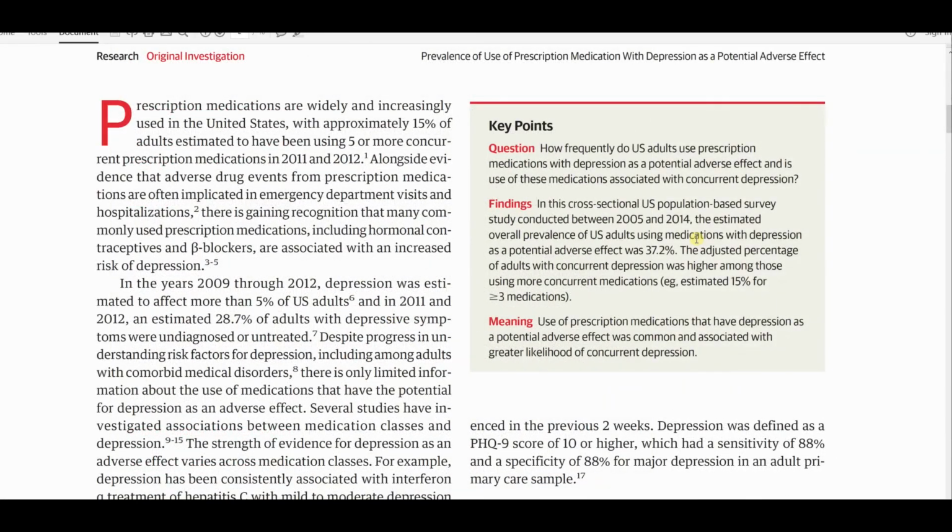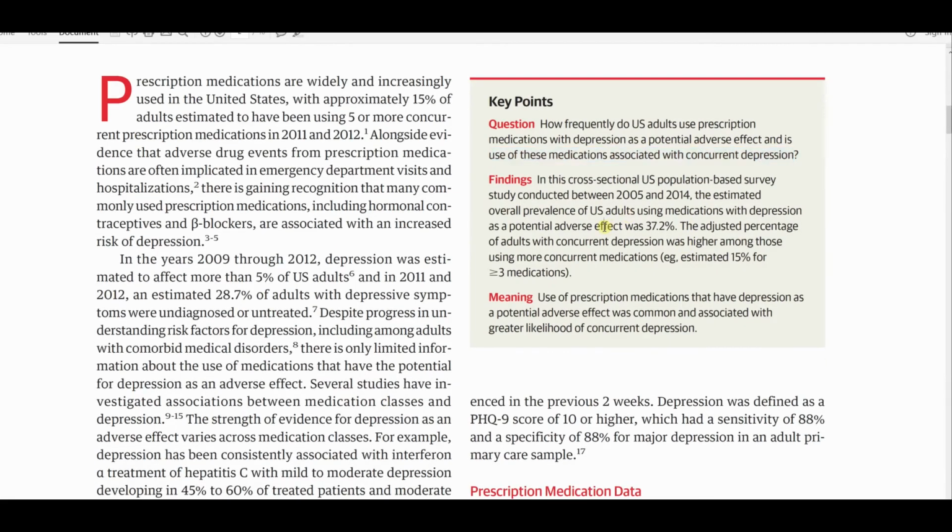Key points that they list here: the question is how frequently do U.S. adults use prescription medications with depression as a potential adverse event, and is the use of these medications associated with concurrent depression? Essentially what they find is an increased prevalence of U.S. adults using medications with depression as a potential adverse event. And really they say their meaning here is that the use of prescription medications that have depression as a potential adverse event is common and associated with a greater likelihood of concurrent depression.